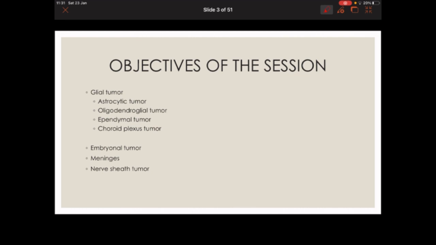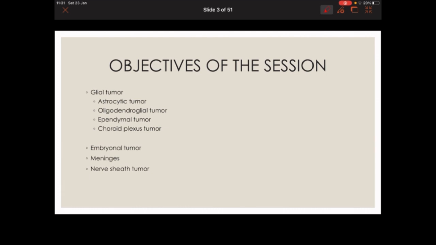My objective for this session is for all of you to recognize the common brain tumors. These include glial tumors. Under the glial tumors, we have astrocytic tumors, oligodendroglial tumors, ependymal tumors, and choroid plexus tumors. I also would like all of you to appreciate the morphology features of embryonal tumors.